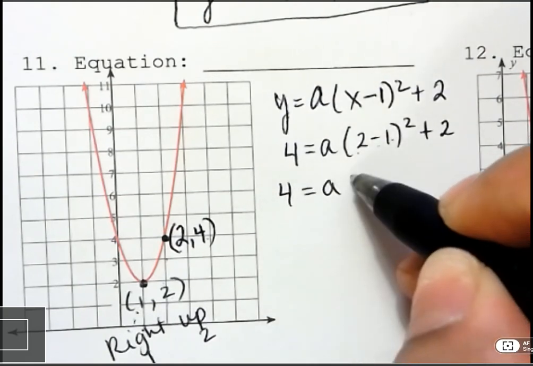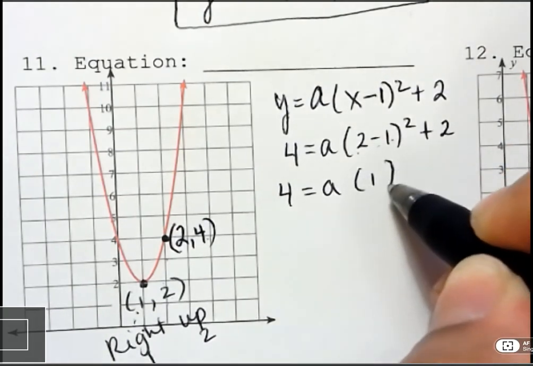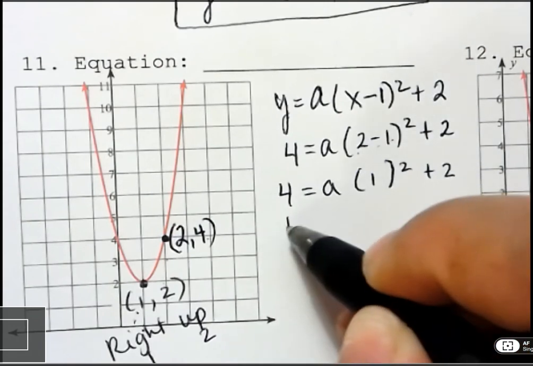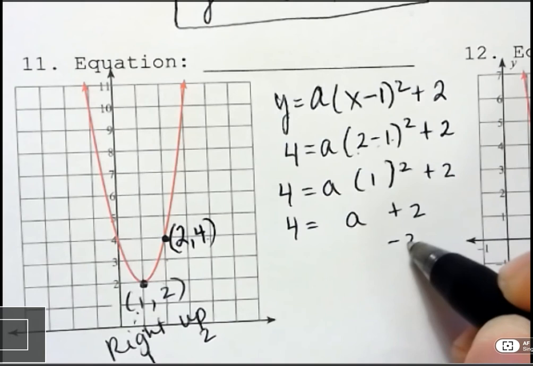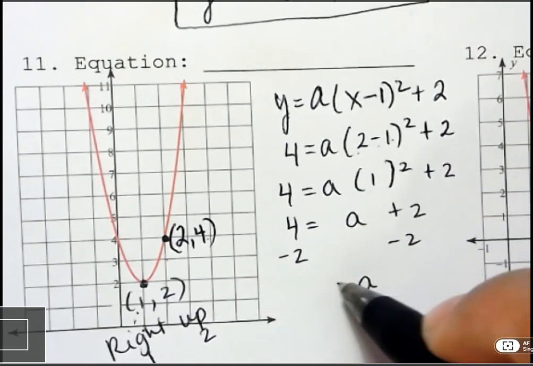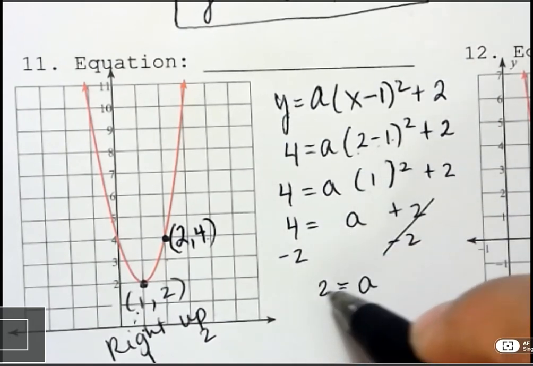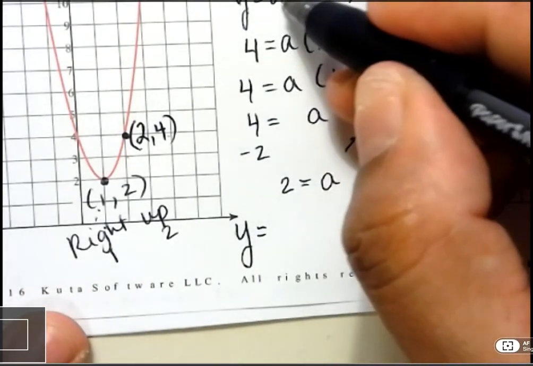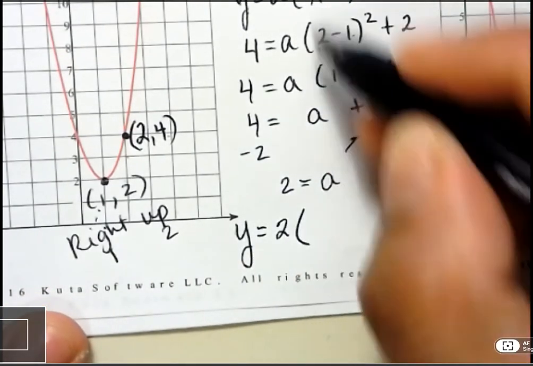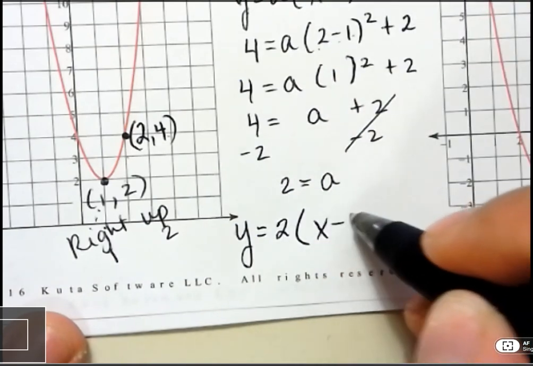Two minus 1 is 1. One squared is just 1. We get that a equals 2. So the final answer is, for a, you're going to plug in a 2, and everything else stays the same.